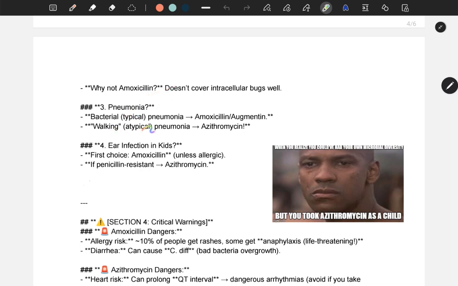Pneumonia, of course, if you have atypical bacteria, you go with azithromycin. If it's a typical type of bacteria, you take amoxicillin or you combine it with clavulanate and you take augmentin. In ear infection, the first choice is amoxicillin because again streptococcus is mostly involved. So only if you have any resistance to amoxicillin, then you take azithromycin. Or if you have any allergy to penicillin, then you take azithromycin.